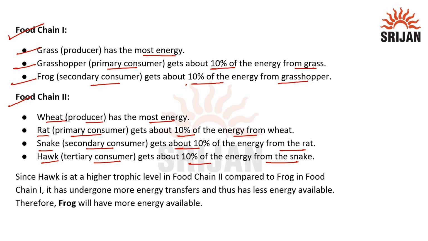So we know that hawk is at the higher trophic level in food chain 2 as compared to the frog in food chain 1. So it has undergone many energy transfers, and thus it has less energy available. Therefore, frog will have more energy available as compared to the hawk.